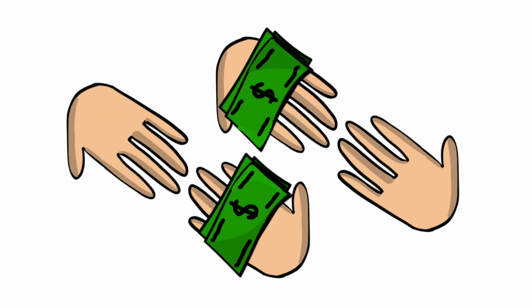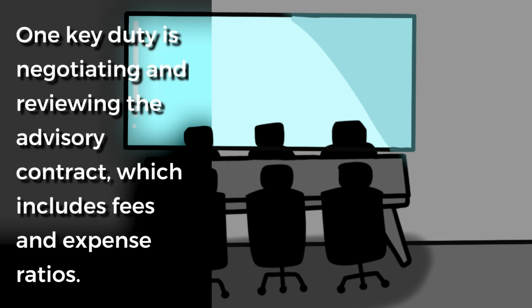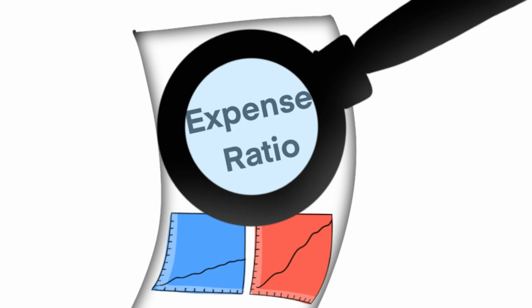Some funds charge fees directly at transaction time to cover transaction and account costs. Regular operating expenses are paid from the fund's assets, or indirectly by the shareholders. The board of directors oversees the fund management and operations. They minimize the costs and protect shareholders' interest. One key duty is negotiating and reviewing the advisory contract, which includes the fees and expense ratios. The expense ratio measures the portion of fund assets spent on administration and operations.